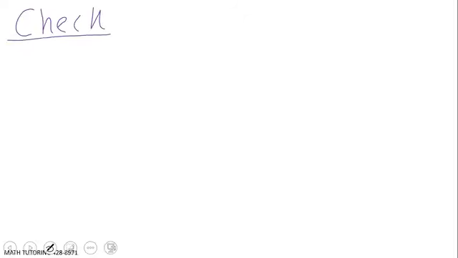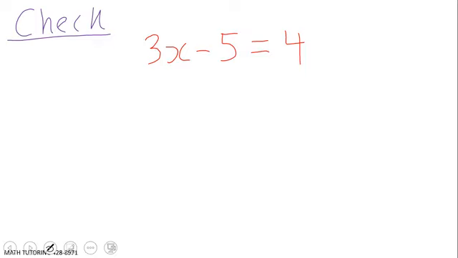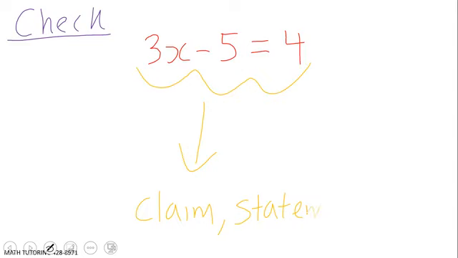So we have the equation 3x minus 5 equals 4. It's important to understand what this is saying, right? This is interesting because it's actually making a statement. Some persons don't understand that this is actually making a claim. This is what we call a mathematical sentence. It's making a declaration.